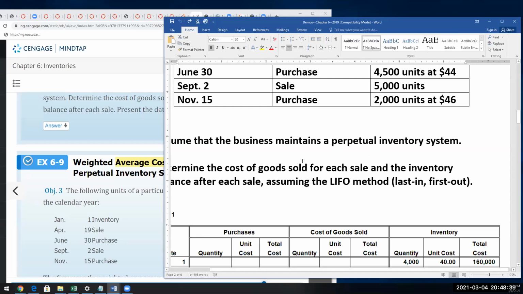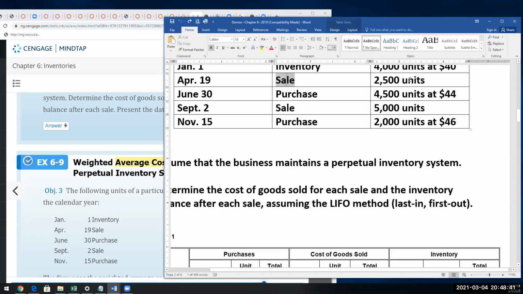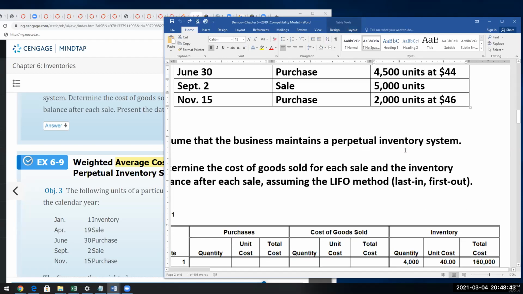So the very next transaction here is that we're going to have a sale of 2,500. So the question is, do we have enough to sell? Yeah, we do. We've got 4,000. So we take 2,500 from 4,000 and all of a sudden we've got 1,500 left over. So for the cost of the quantity, we're going to sell all 2,500 units that cost $40 each.